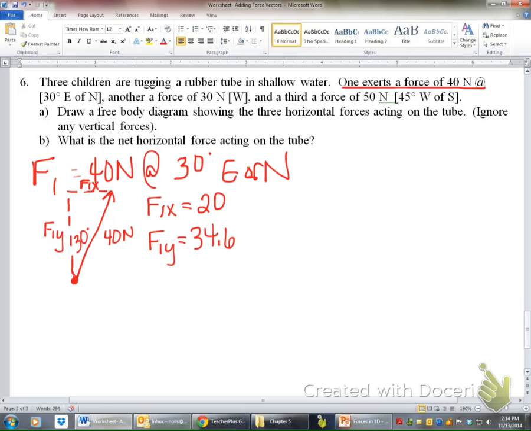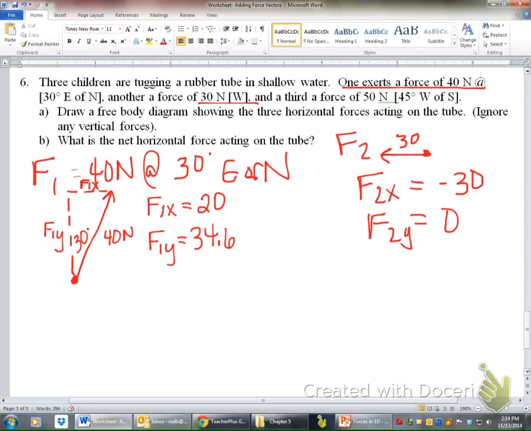So our second force says we're going 30 newtons west. Easy, easy. So it just looks like this. Correct? 30 newtons west. So F sub 2 x equals what? Negative 30. Very good, because it's going west. F sub 2 y, 0. Perfect. Look how easy that one was.